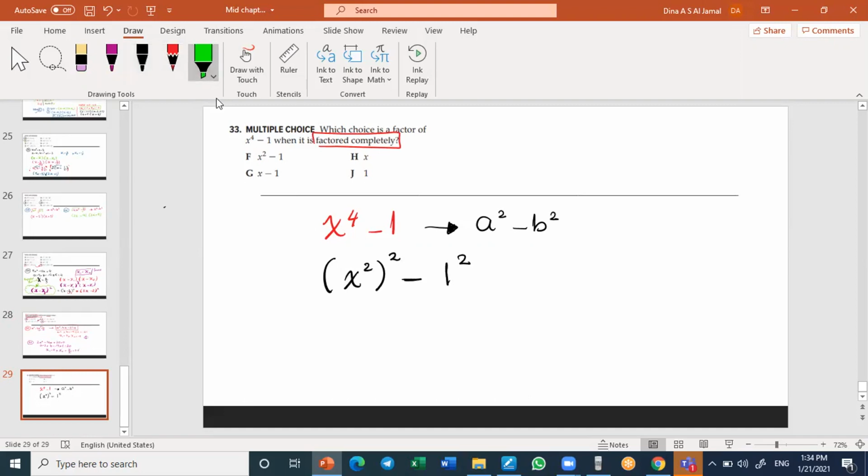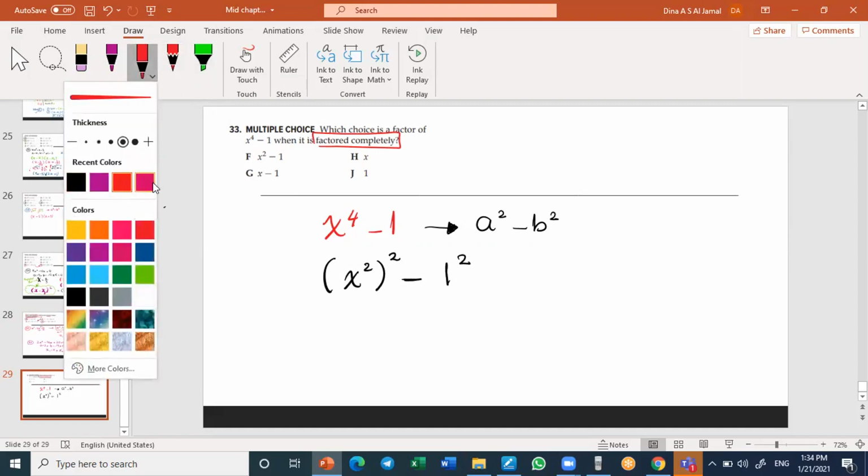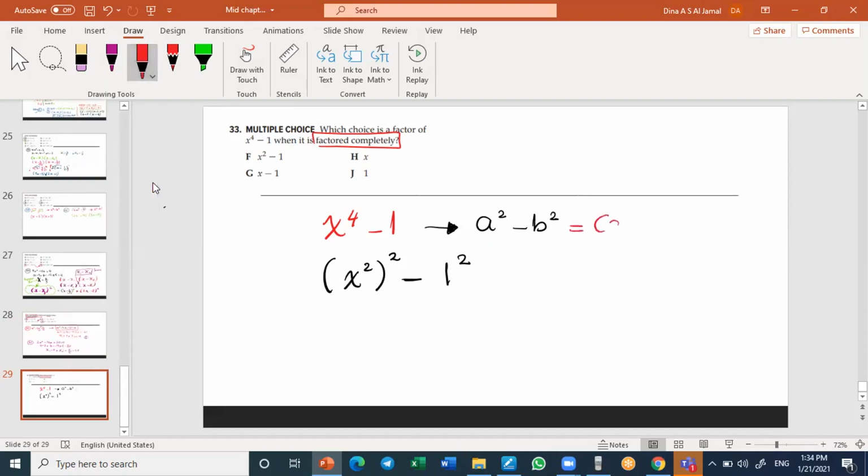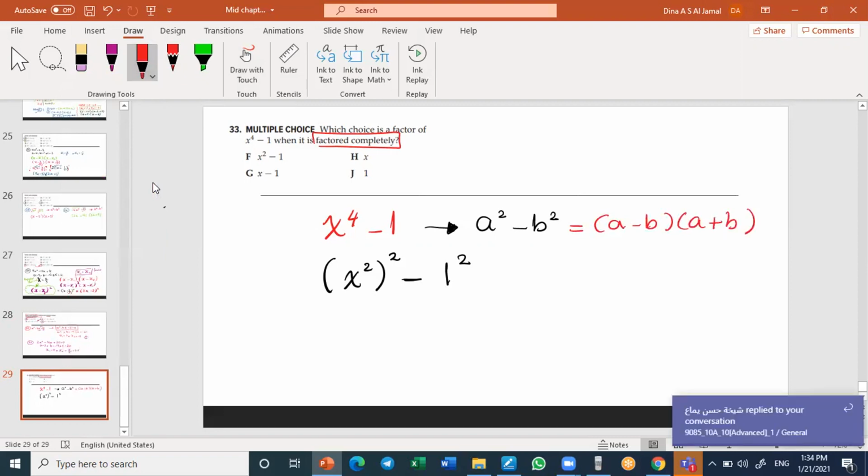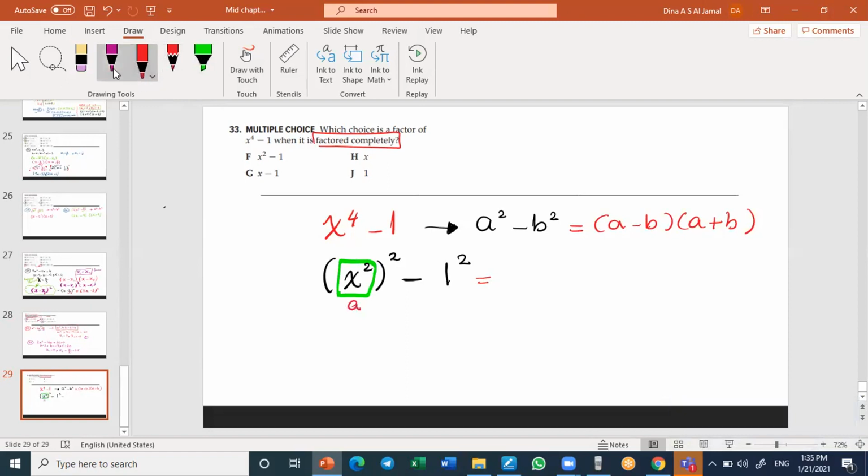Now, let's look at this. Previously, when we were using a squared minus b squared, we were factorizing it to a minus b and a plus b. So pay attention to this. That means this is your a and this is your b. That means what you need to do is deal with it as x squared, now minus, what's your b? The 1. Now again, x squared plus 1.